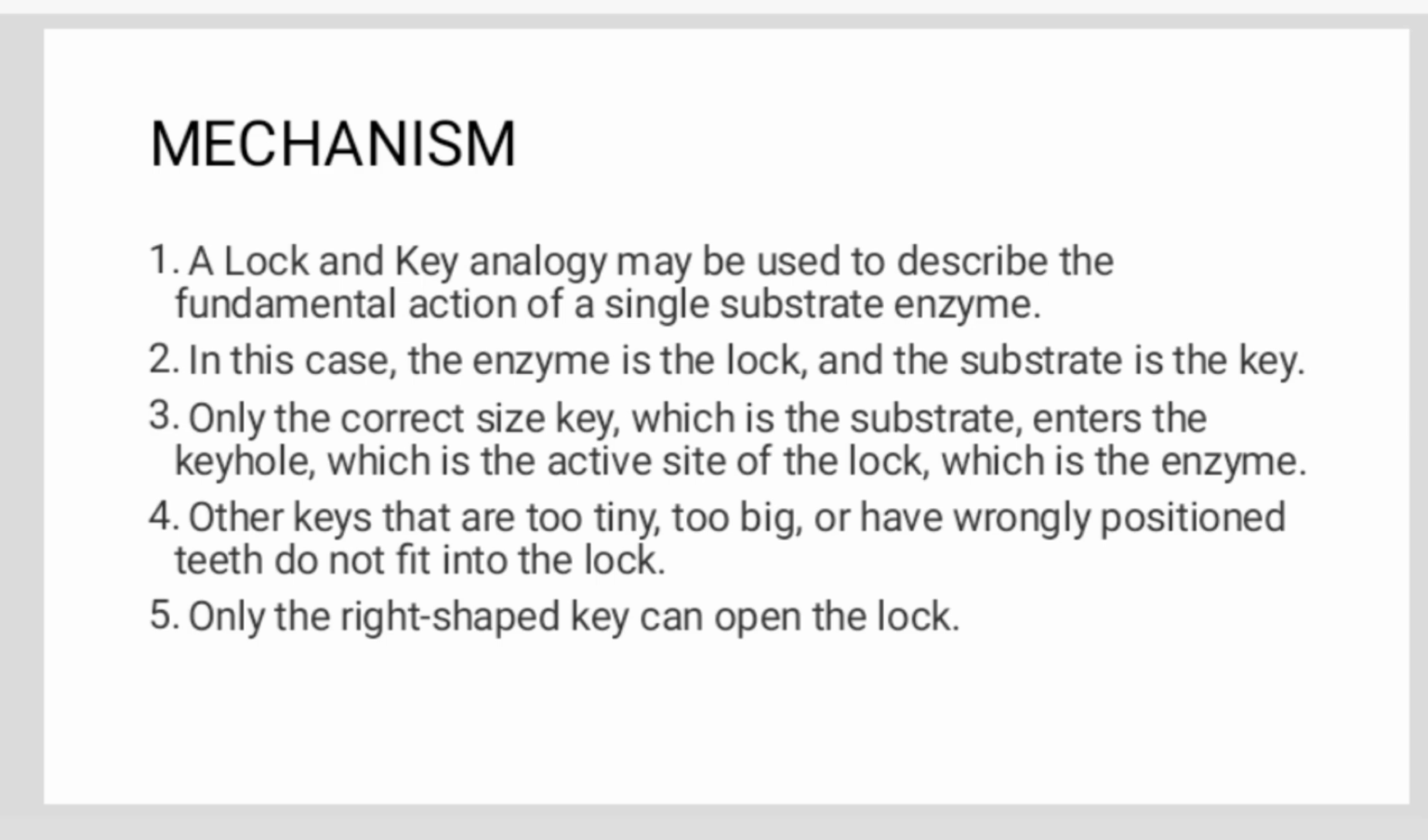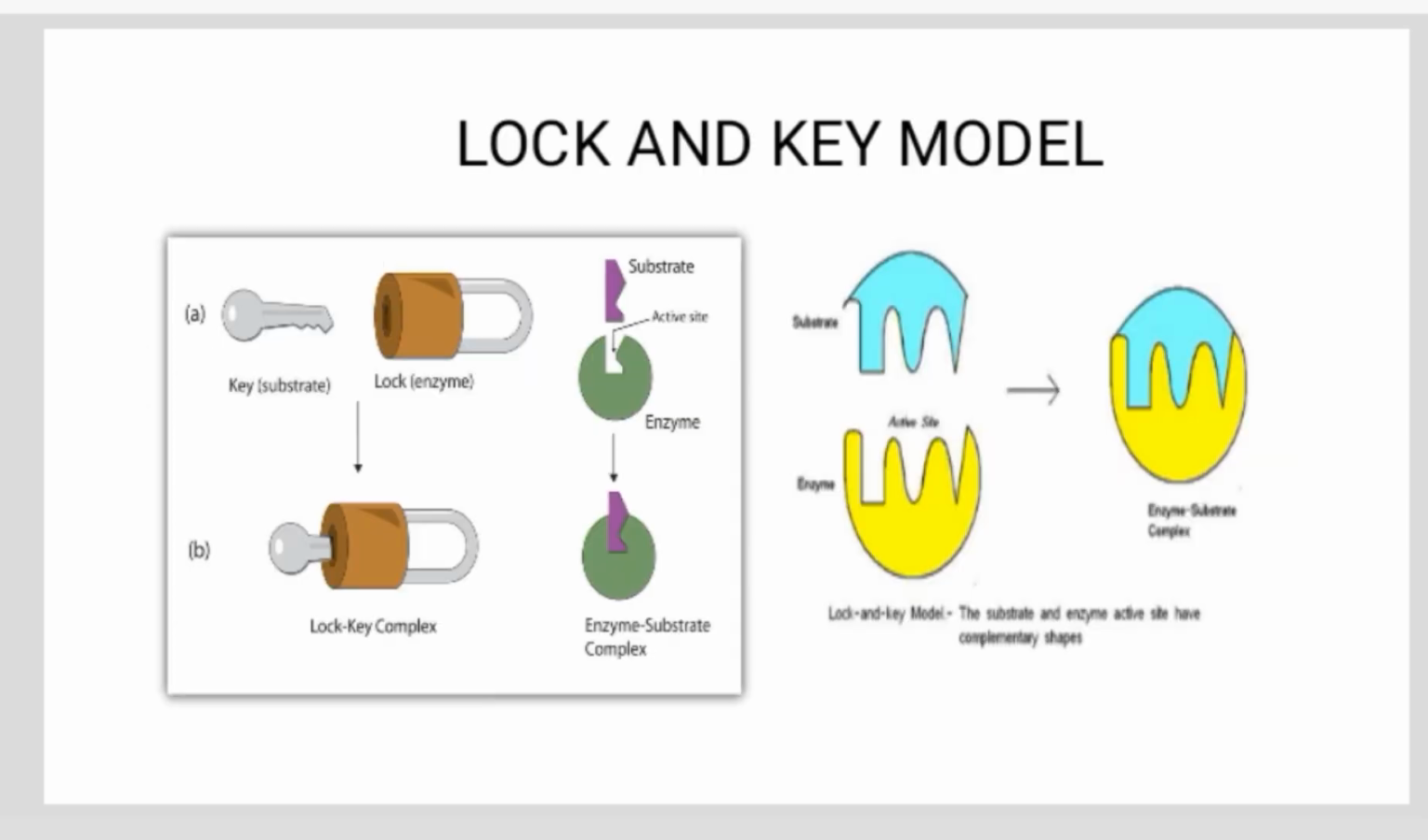The enzyme is always the lock. The substrate is the key. By the use of the key, the lock is opened. The enzyme has two sites, the binding site as well as the catalytic site, and these are opened by the use of the key. Other keys that are too tiny, too big, or wrongly positioned do not fit the lock. Only the right-shaped key can open the lock. This diagram shows that the key acts as the substrate and the lock as the enzyme.